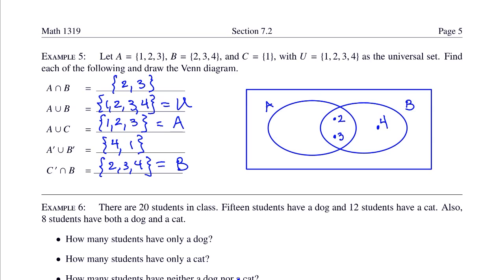All right, what elements are in A? 1, 2, and 3. We've already done the 2 and the 3. Is the 1 in the intersection? No. So we put the 1 in A, but not in the intersection.